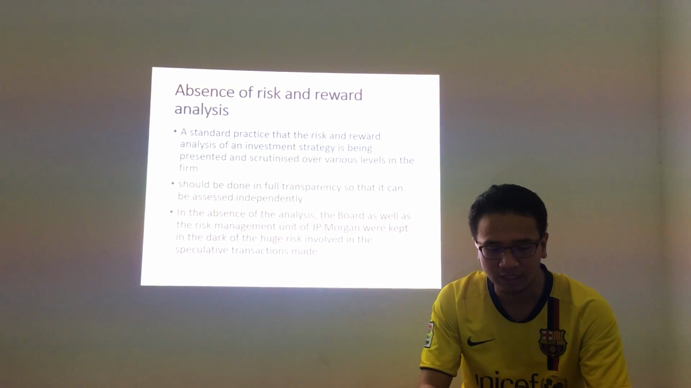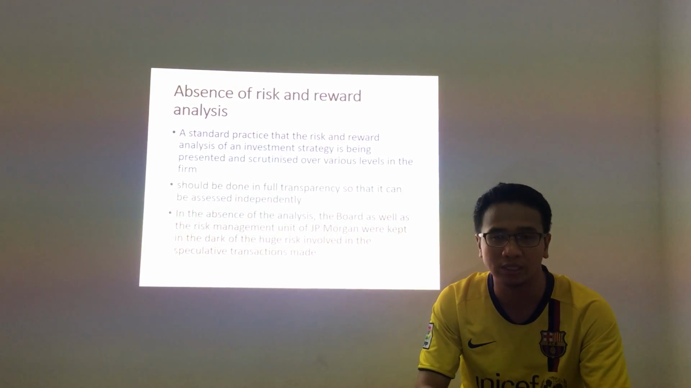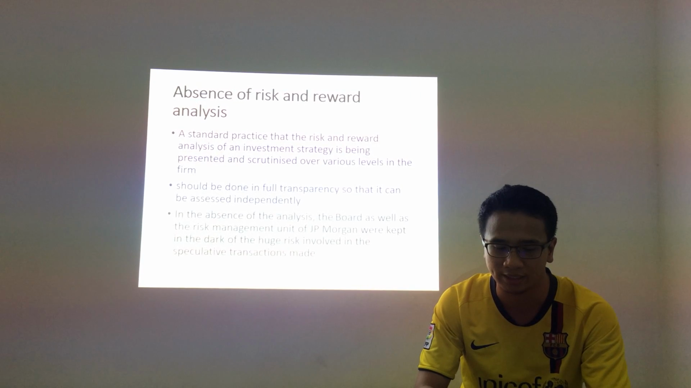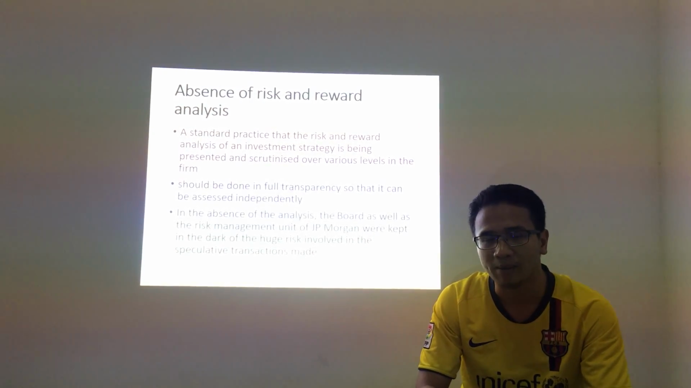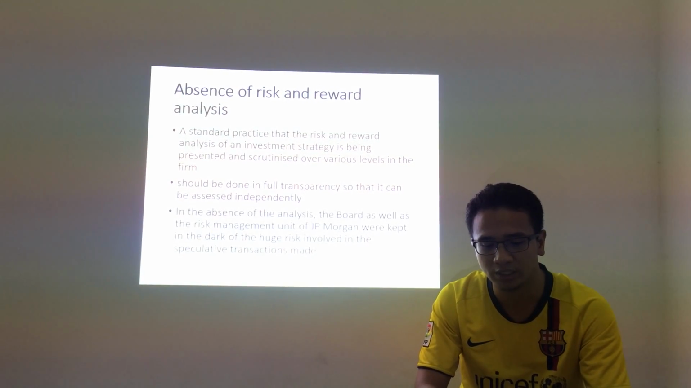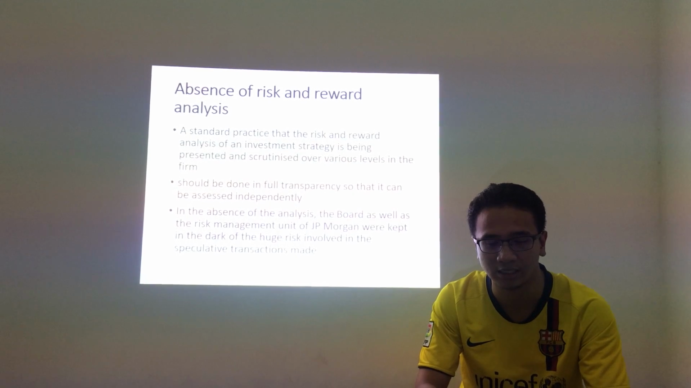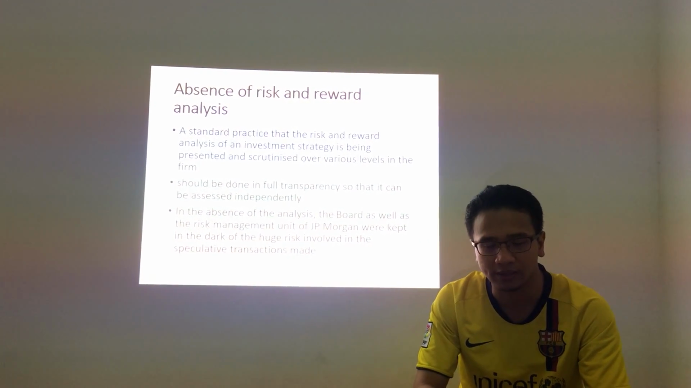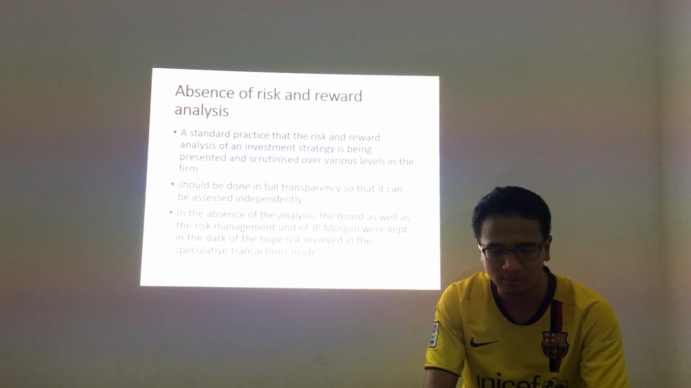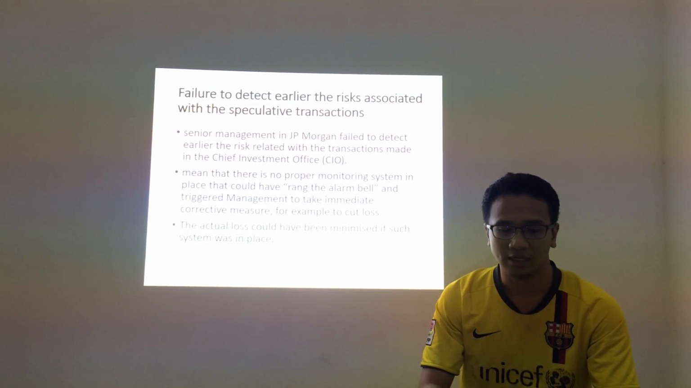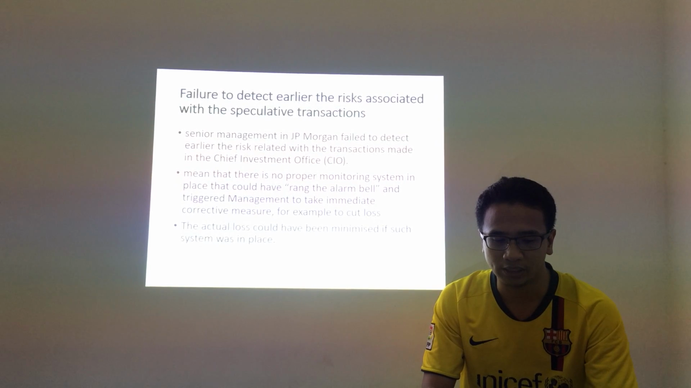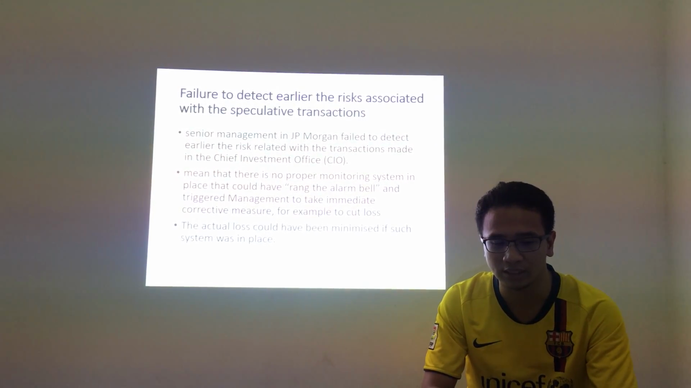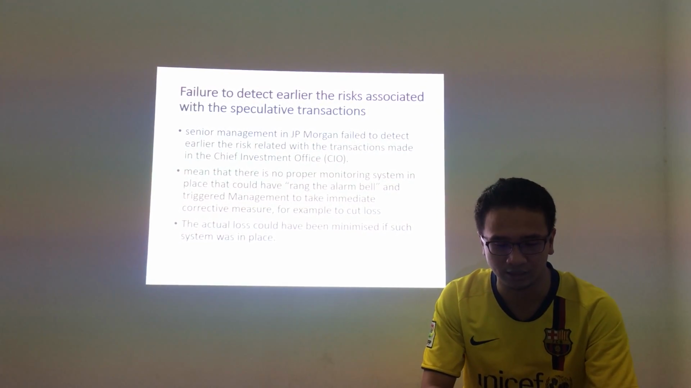In the absence of such analysis, the board as well as the risk management committee at JP Morgan were kept in the dark about the huge risk involved in the speculative transactions, specifically those related to credit default swaps. Secondly, the management failed to detect earlier the risk associated with these speculative transactions.